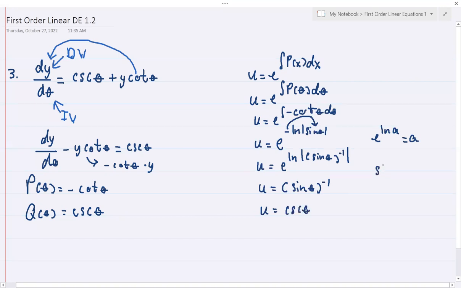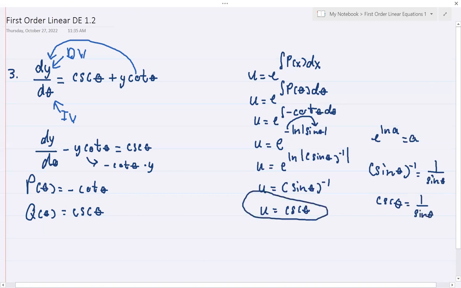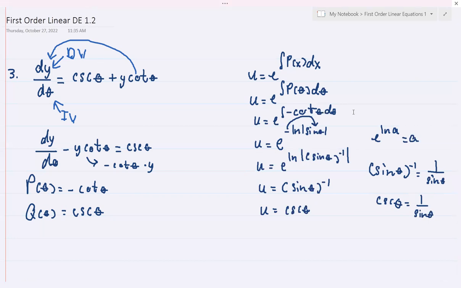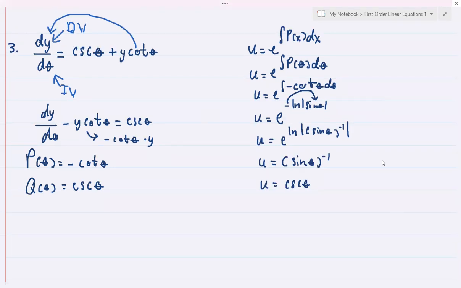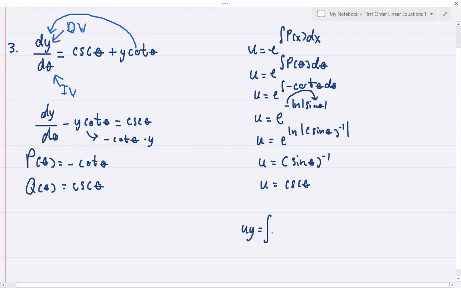Remember that sine theta raised to negative 1 is basically 1 all over sine theta, and cosecant theta is equal to 1 all over sine theta. So therefore, this is cosecant theta to simplify things. Now what we're going to do is use this formula: u times y is equal to the integral of u times q of theta.